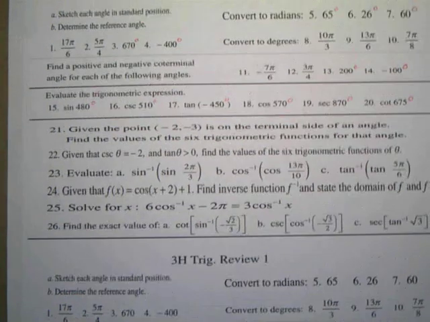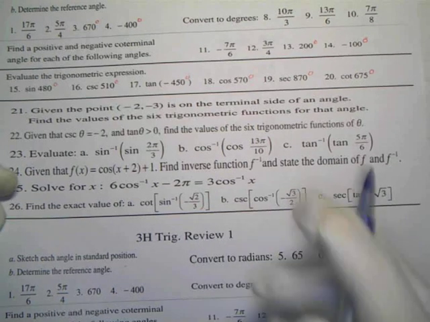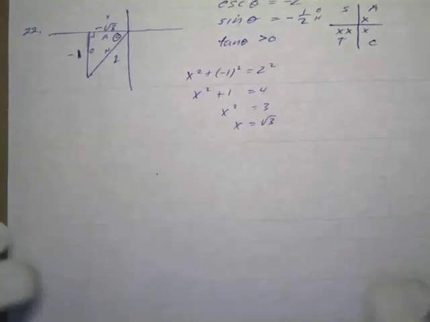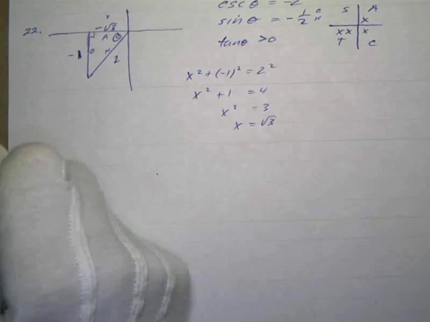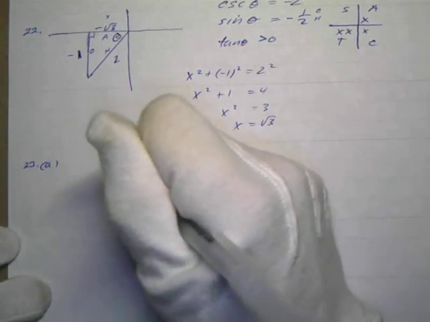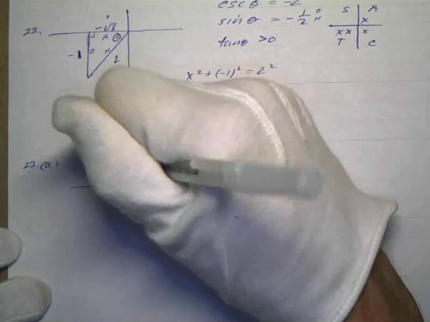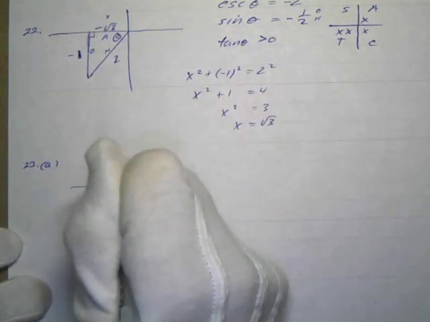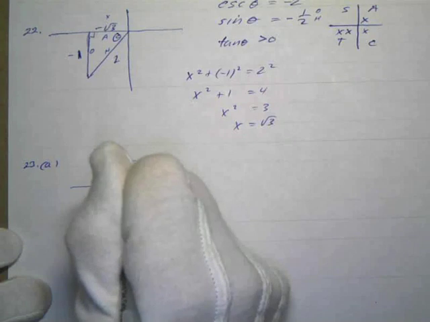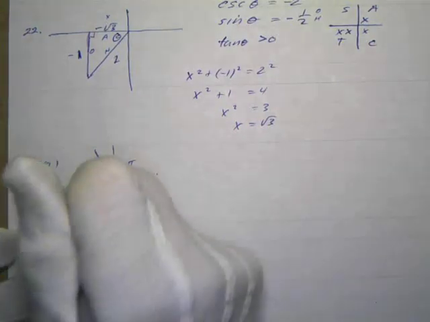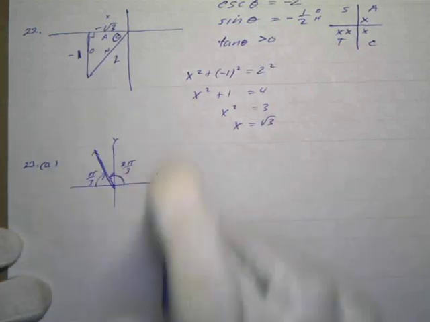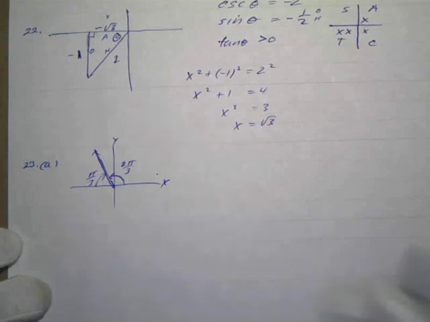All right, so we can take a look at this, and there's lots of ways to do this, but I'm going to sketch it out, do it a more direct way. So this is number 23A. And that's my 2 pi over 3, which is 120 degrees. And then this is my reference angle, which is going to be pi over 3. And 2 pi over 3 plus pi over 3 makes 3 pi over 3, so that's pi. Okay, that makes sense at 180 degrees.